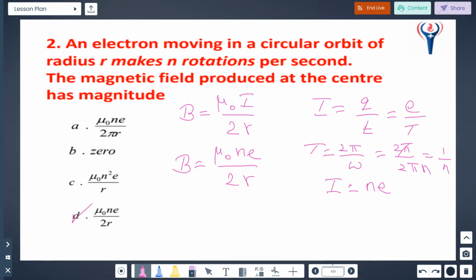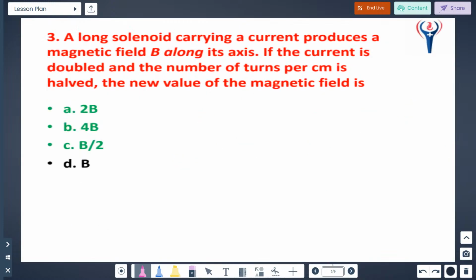Next problem. Let's move to problem 3. A long solenoid carrying a current produces a magnetic field B along its axis. The current is doubled and the number of turns per centimeter is halved. Then the new value of the magnetic field is dash. We know the formula for solenoid. B equal to mu naught n I.